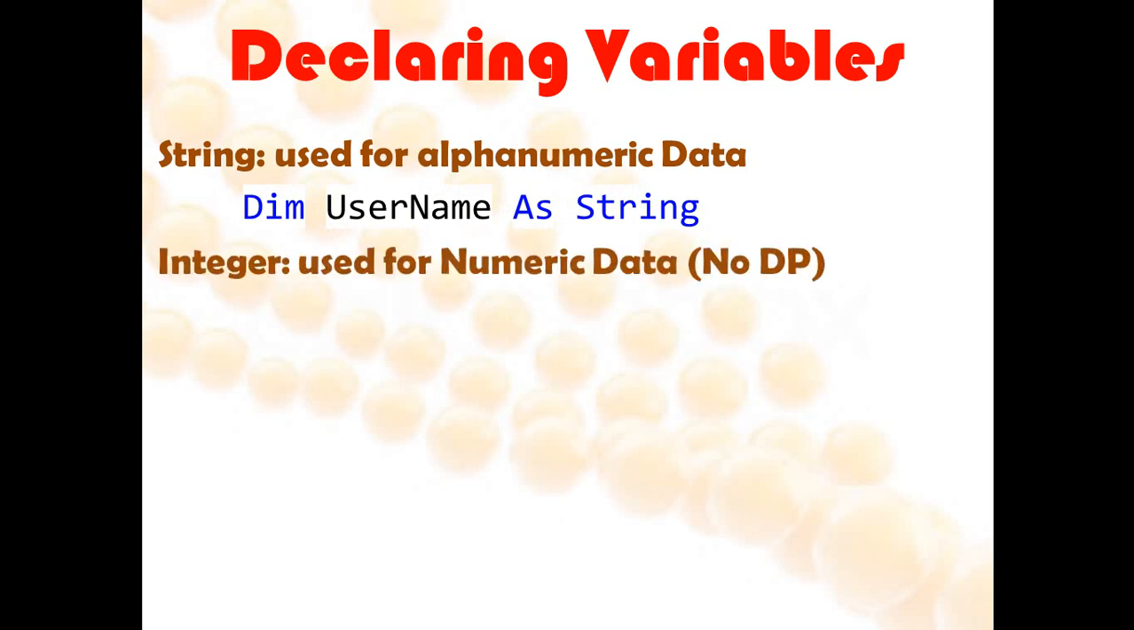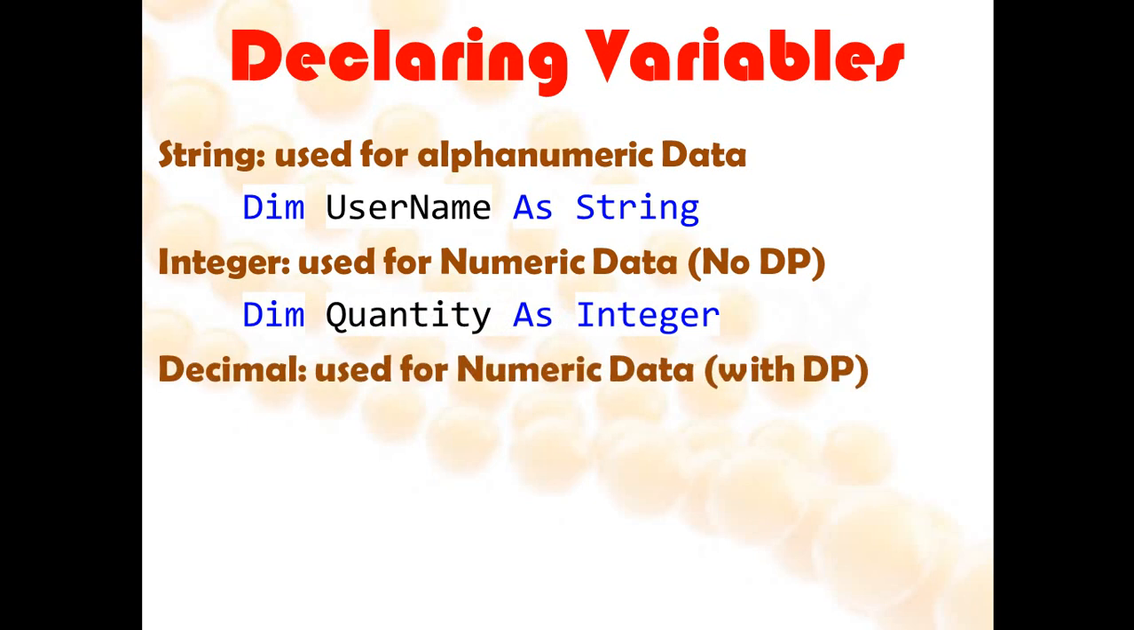Then we have the integer variables. These are of integer data types. They hold numeric data only, and there are no decimal places. For example, quantity, which can be 1, 2, 3, 4, the integer numbers which you know. Then we have decimal. These only hold numeric data, but they can include decimal places. So an example is a total. So you declare Dim total As Decimal.